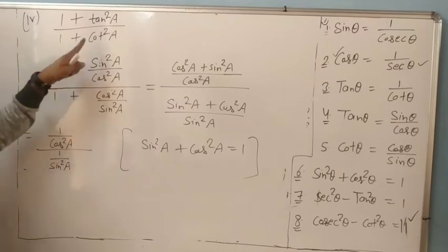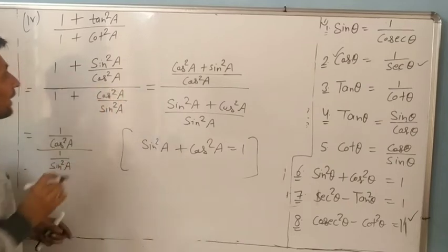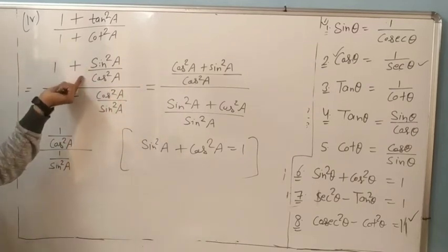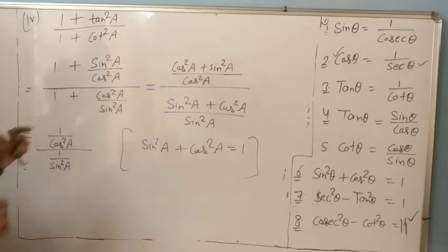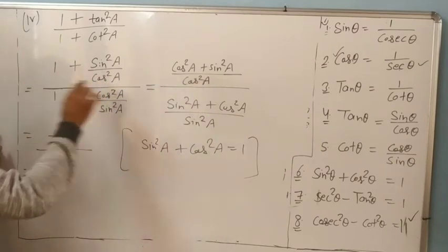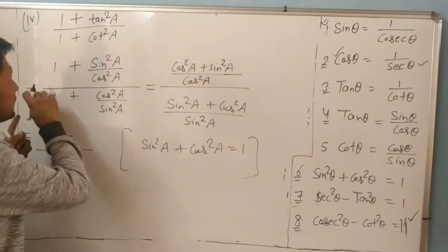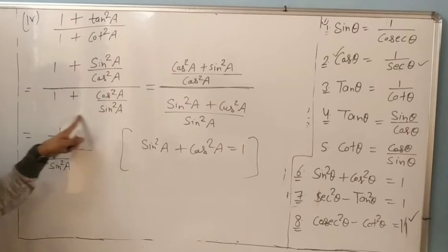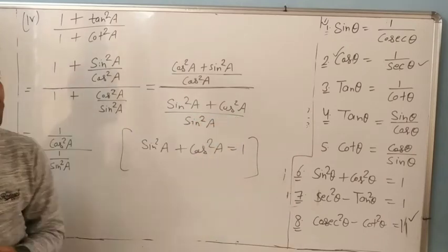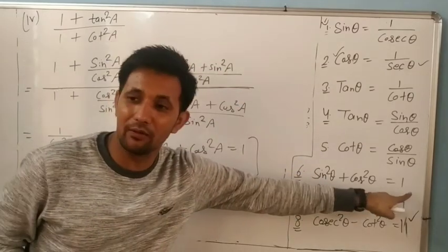Now, the 1 plus cot is cos by sine: cos square A by sine square A. Now again, it is a fraction. We will take the LCM. Same method we are using. Same procedure. Cos square A is the LCM. So cos square A into 1, cos square A. Cos square A divided by cos square A, 1 sign. And now this big sign. Now the LCM is sine square A. Now again we will use the formula: cos square A plus sine square A.